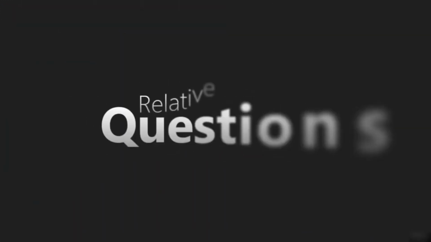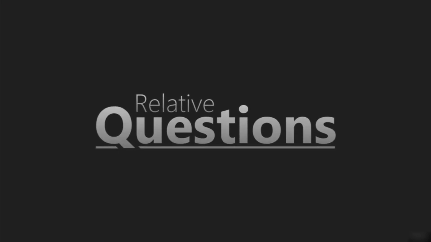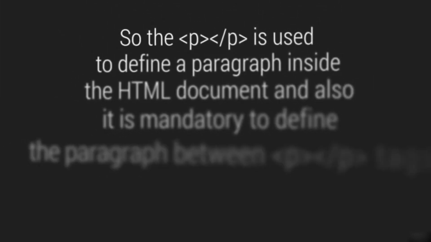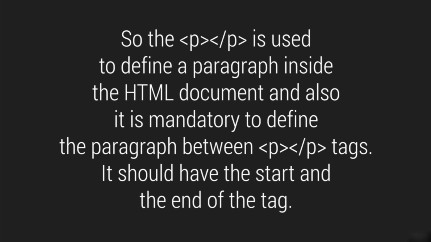Now let's talk about related questions. The first question is, what is the purpose of giving the paragraph tag inside an HTML document? Well, the paragraph tag is used to define a paragraph inside an HTML document, and also it is mandatory to define the paragraph between these two tags. That is, it should have the start and the end of the tag. There are few tags where you do not need the end of the tag, which I will discuss in the forthcoming sections, as those tags are called empty tags.